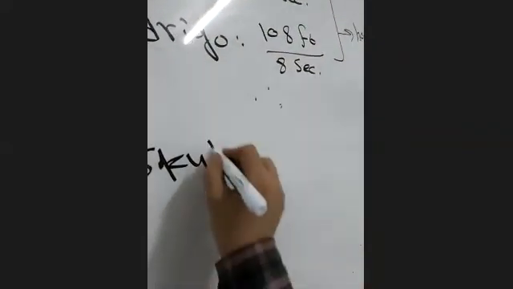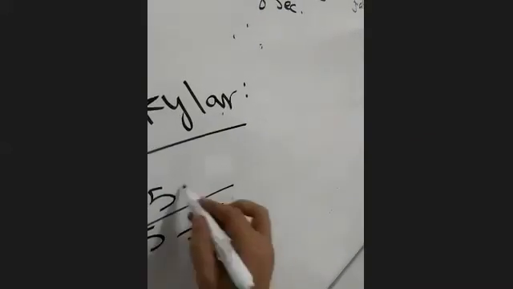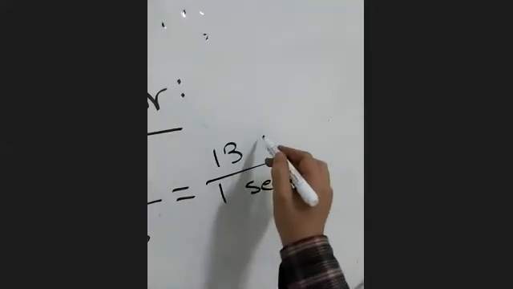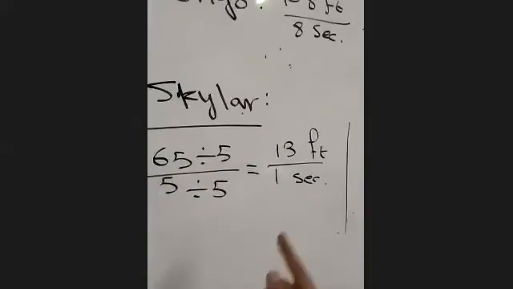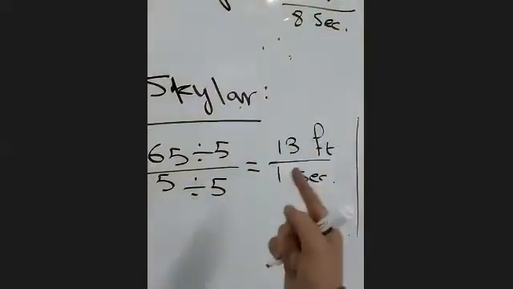What will we do, Ibrahim? 65 over 5. Then we divide by 5, so the bottom will equal 1 second. And the top will be 13 feet. So Skylar, in 1 second, travels 13 feet. Let's see Rodrigo now.